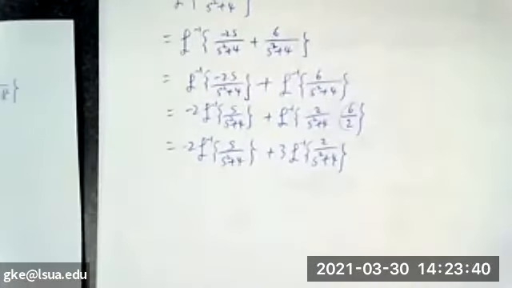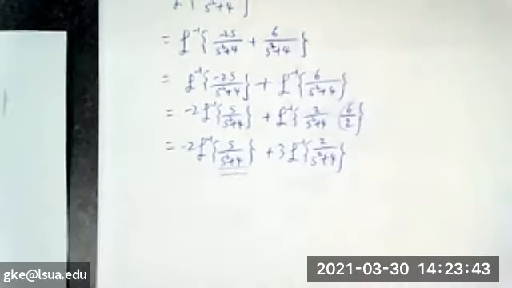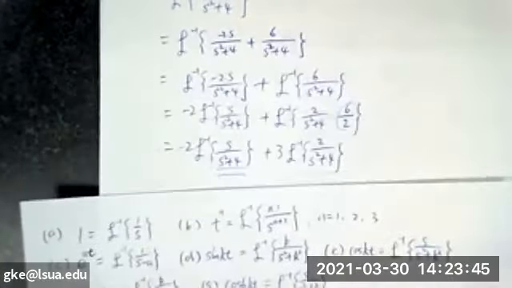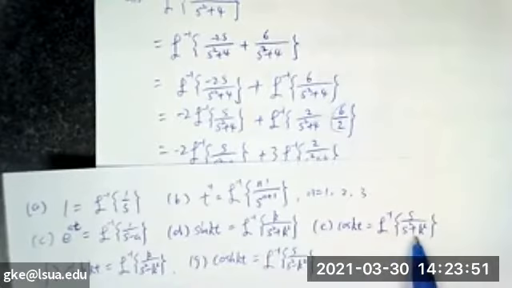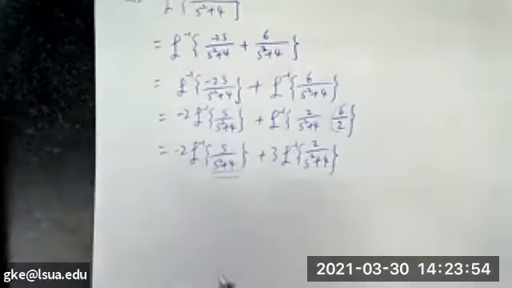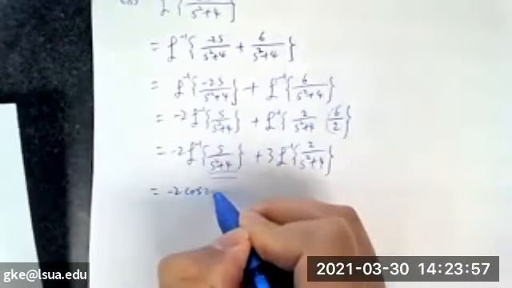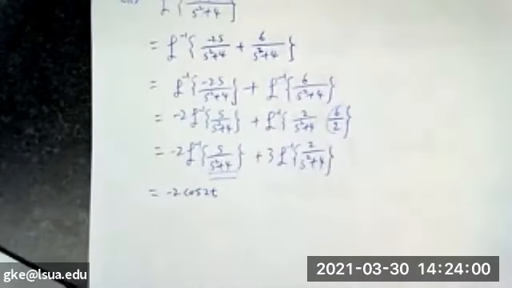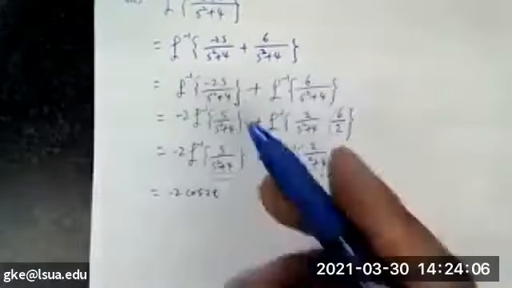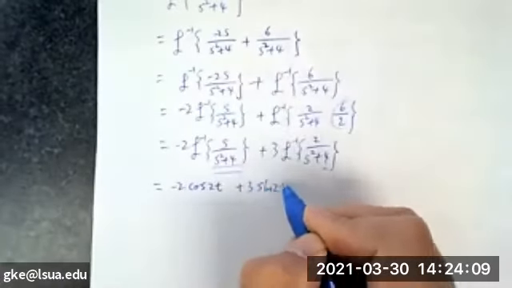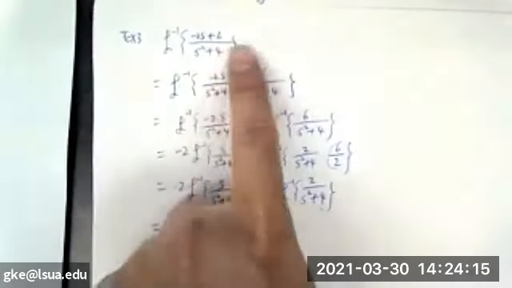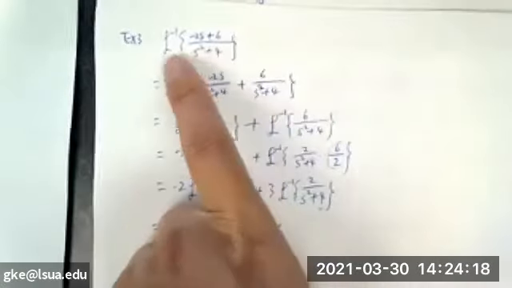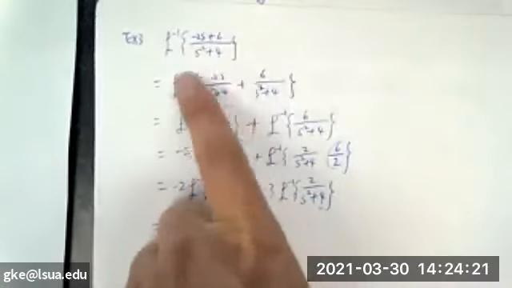And again, this one can be written down with k as 2, so it's negative 2 cosine 2t, and this one is sine 2t. Okay, that's it. The tricky part should be these two terms, I mean, how to split this function into two terms.